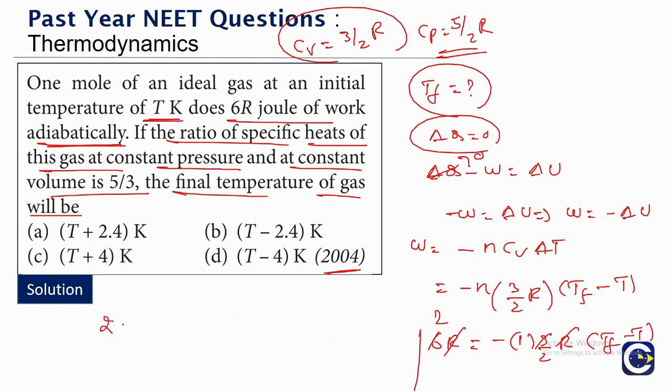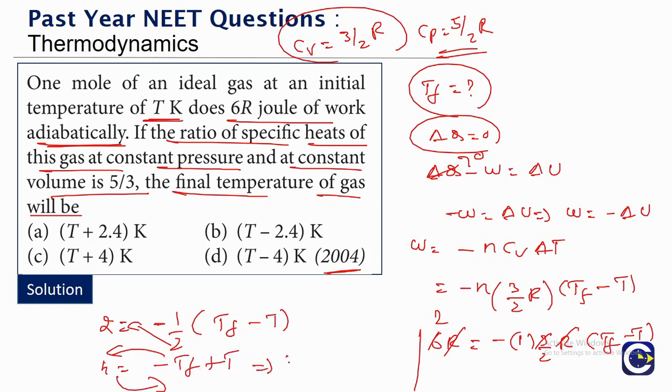So 2 is equal to, on the right hand side, minus half into T final minus T. So we'll bring the 2 to the left hand side. 2 2s are 4. 4 is equal to minus Tf plus T. So we'll bring the minus Tf to the left side and take the 4 to the right side. Left side we'll have Tf, right side we'll have T minus 4. So what is the answer for this? The final temperature will be T minus 4 Kelvin.